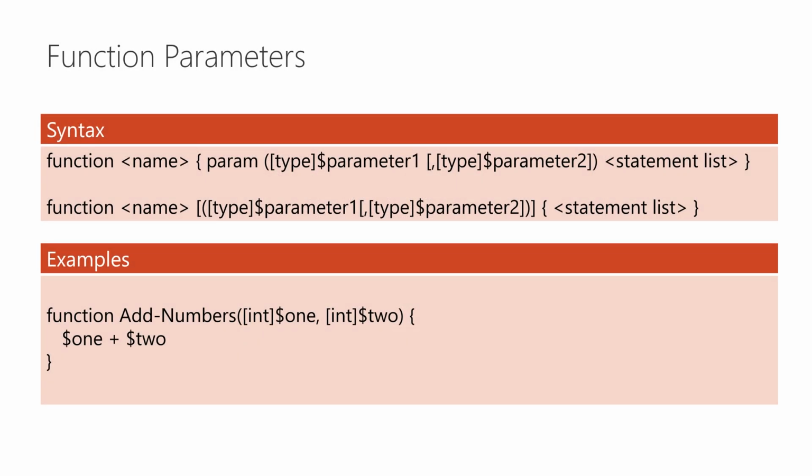So now we've declared a few basic functions. Let's see how we can get information into those functions using parameters. So what you'll see in front of you is the basic syntax for declaring parameters for our functions. Now, parameters are a way for us to get information or pass information into those functions.